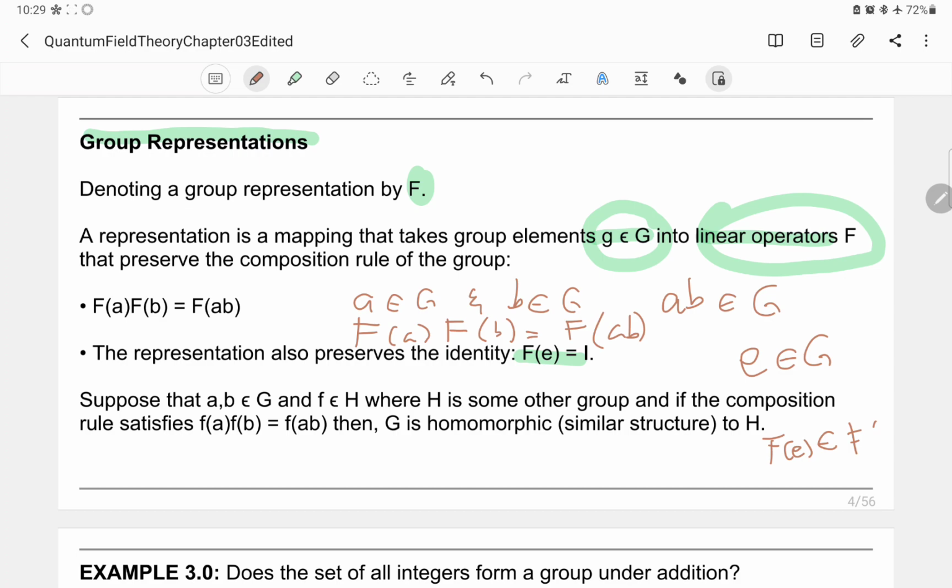Now suppose that A and B are elements of G, and F is an element of H, where H is some other group. So you have to remember the definition of the group. So if the composition rule satisfies this one, then G is homomorphic. This means that the structure is similar to H.